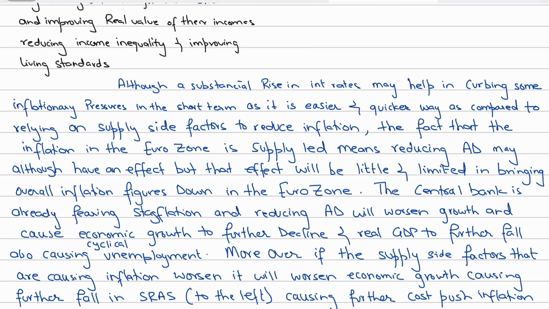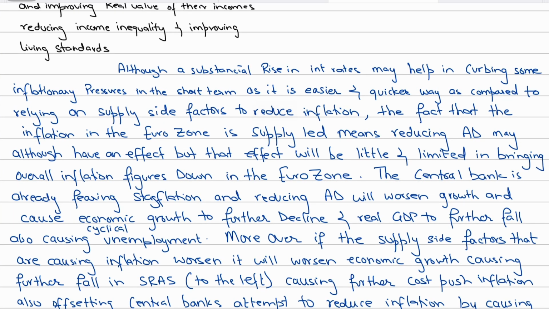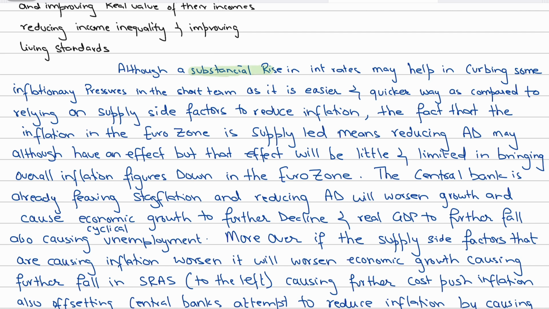And then here comes the evaluation, followed by a decent conclusion, and then you will say that although a substantial rise in interest rates may help in curbing some inflationary pressures, because inflationary pressures will go down, but only in the short term, or immediately, or temporary, as it is. So see, firstly, it's an easier, more convenient and quicker way to reduce inflation by reducing AD, as compared to relying on supply side policies to address the supply side problems in the eurozone, right?